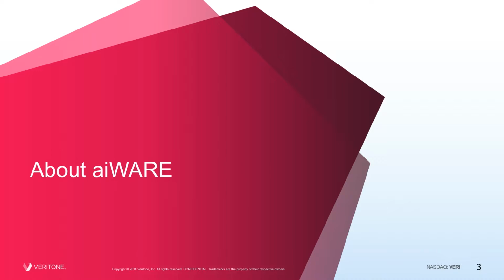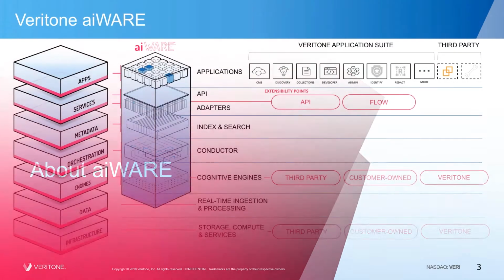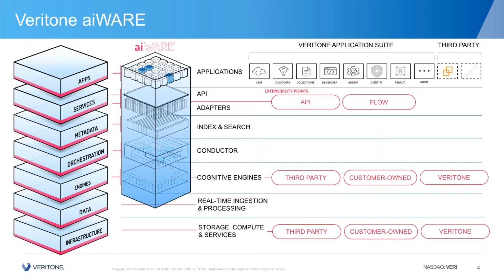So let's talk about aiWARE. We talked a little bit about this at our last webinar. This is our technology stack that some of you have seen before. And again, we wanted to bring this up just as a quick background and setting that foundation that really, aiWARE, the operating system for AI, is the core and the foundation of what we're about to talk about today, which is the application suites up here.